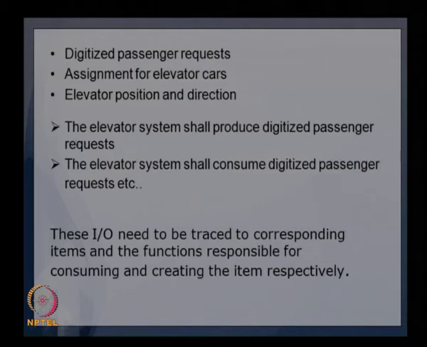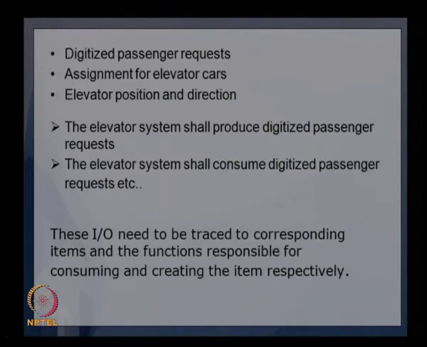Which cannot be identified from the system level. This can be identified only when we have a functional decomposition and then try to allocate these requirements. This input output need to be traced to corresponding items and the functions responsible for consuming and creating the item respectively. It is not only identifying the requirements, we need to find out to which component or to which system these requirements can be traced. So, that is the tracing of the requirements.